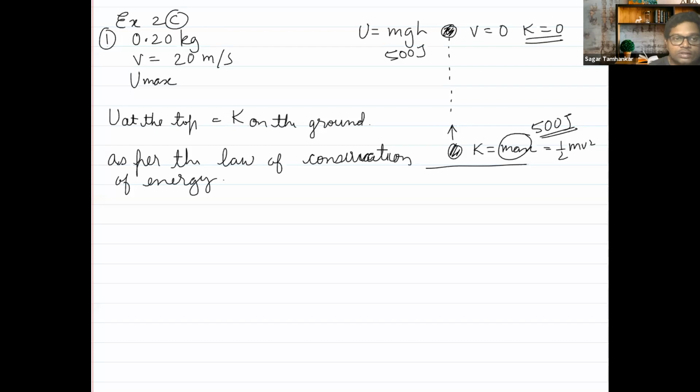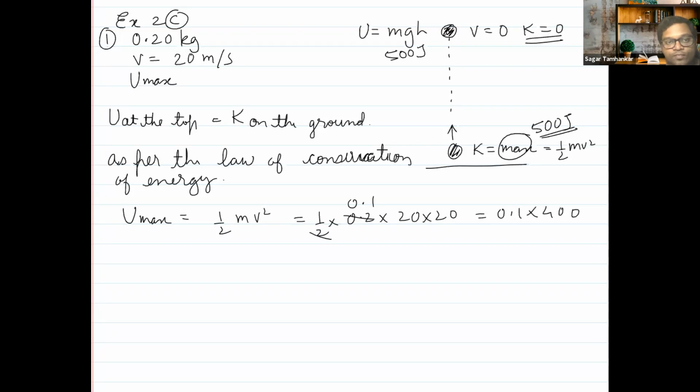What we will do now is, if you want to find the potential energy at the maximum height, that will be the kinetic energy on the ground, and that was half mv squared. So that is half into 0.2 into 20 into 20. So this will be 0.1 into 400. So the maximum potential energy is equal to 40 joules. So the logic is, whatever was the kinetic energy on the ground, the maximum potential energy will also be the same.